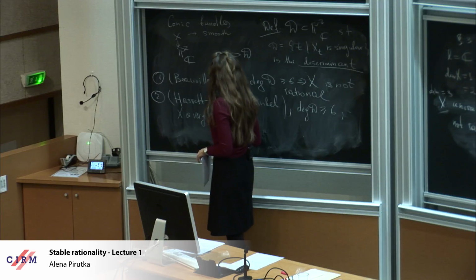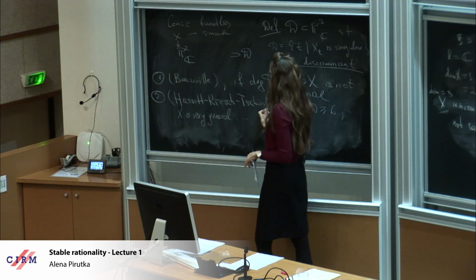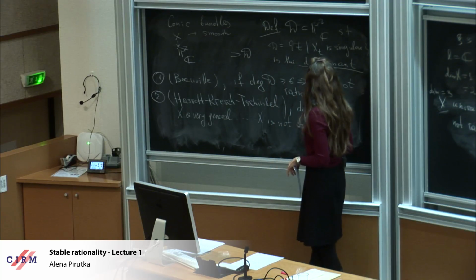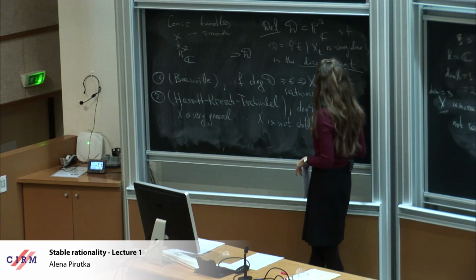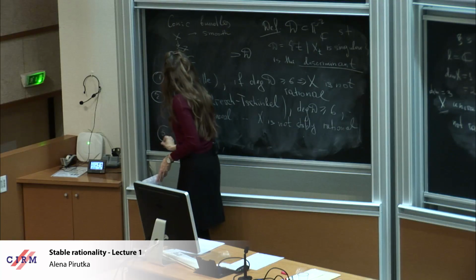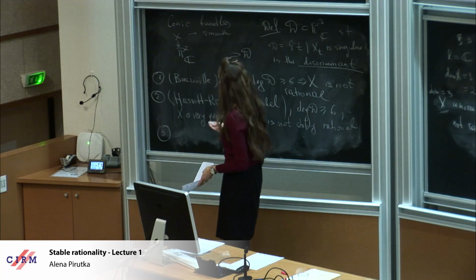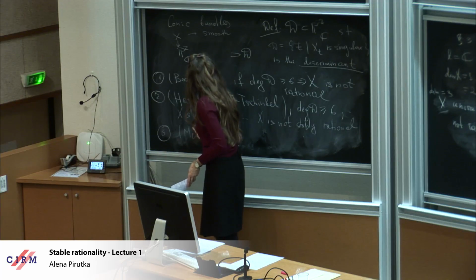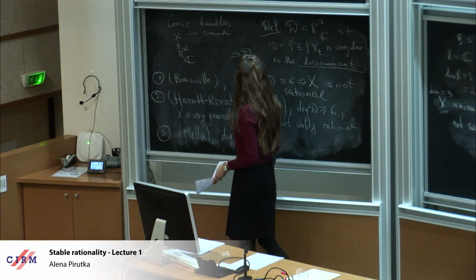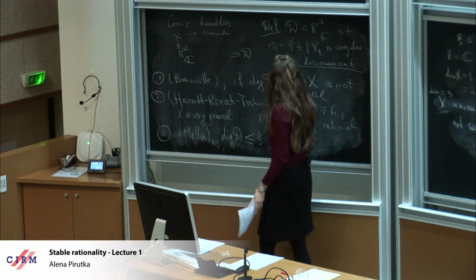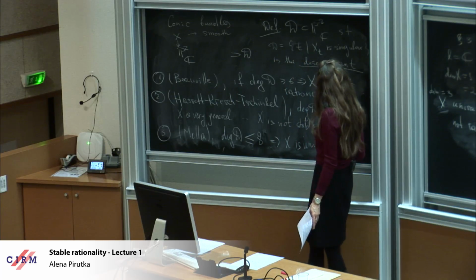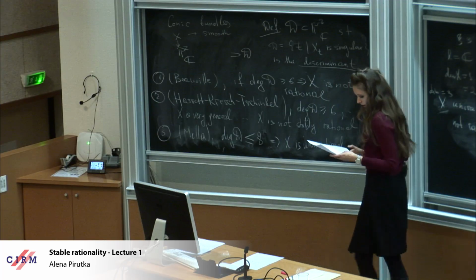X is not stably rational. And finally, there are unirationality results by Mella. So if the degree is smaller than or equal to 8, then X is unirational.